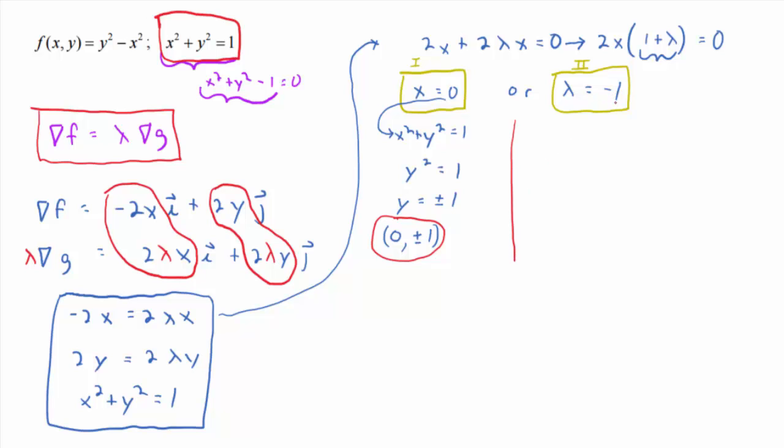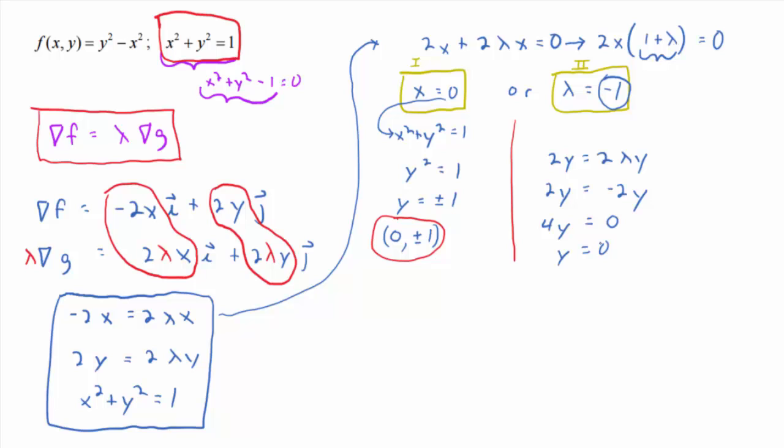When lambda equals -1, does anybody see an equation down here that would help me with lambda equaling -1? The second equation says 2y is equal to 2 lambda y. And under this assumption, lambda is -1, so 2y equals -2y, right? Which means 4y equals 0, right? Which means y equals 0.